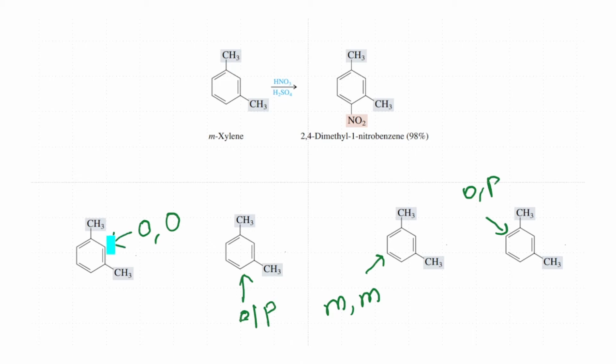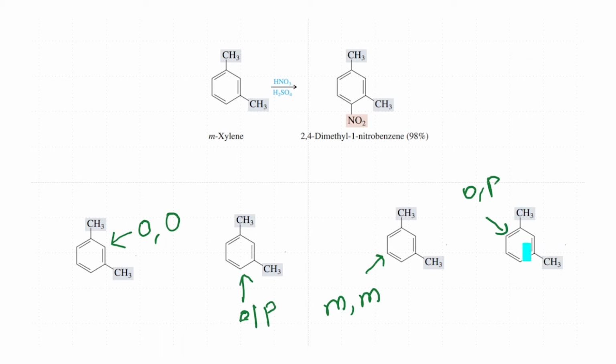So both methyl groups here are ortho-para directing. For the first position as shown here, this substitution would occur if both the methyl groups are ortho-directing. Similarly, if one of them is ortho-directing and the other one is para-directing, this is going to be preferred. And a substitution will happen here if both the groups are meta-directing. That is, if a substitution happens here, it is meta to both the methyl groups.